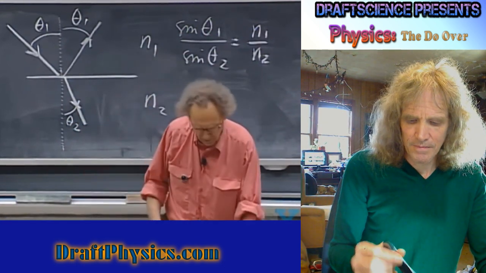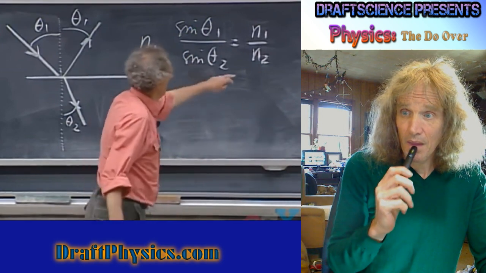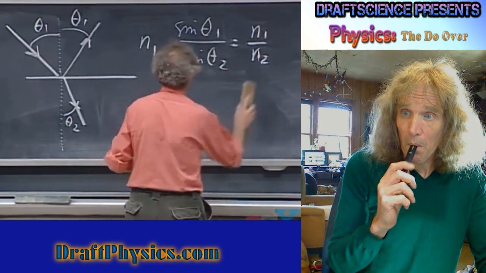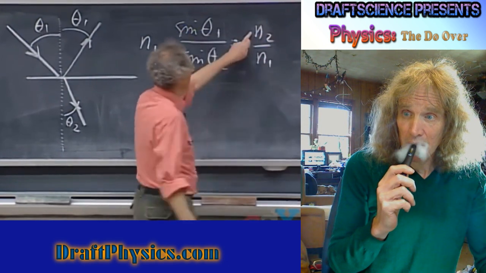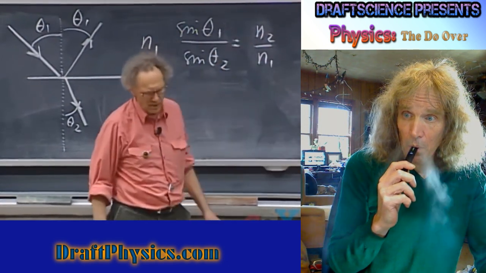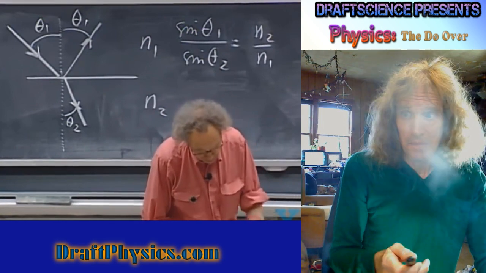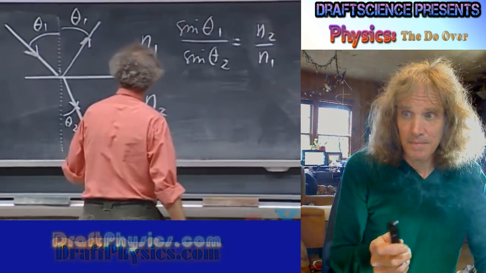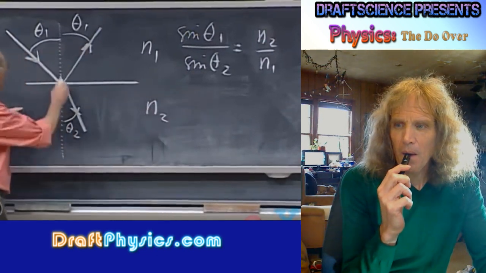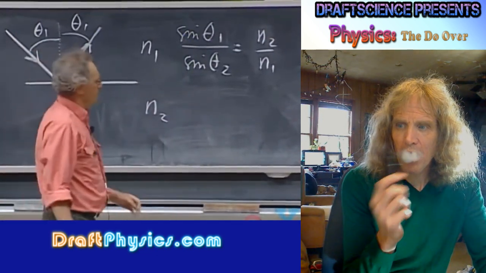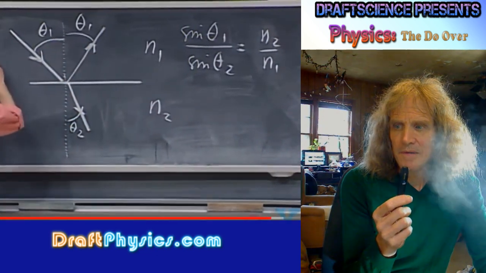Always the medium where you're going is up. Medium where, it's the other way around. Good that I caught that. This is n2 divided by n1. So the medium that you're going to is up, and the medium where you came from is down. And so it's immediately obvious that if n2 is larger than n1, the angle theta 2 is always smaller than theta 1.